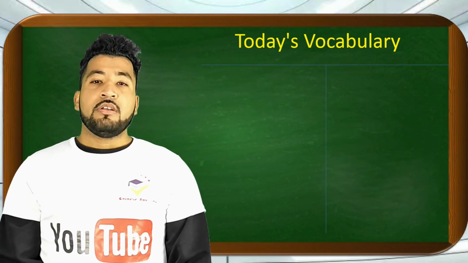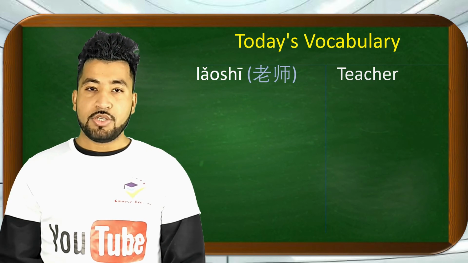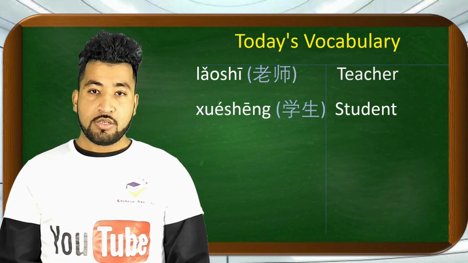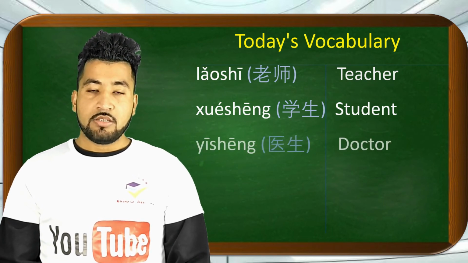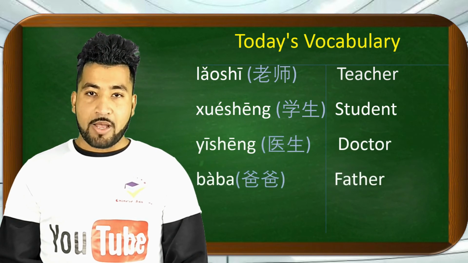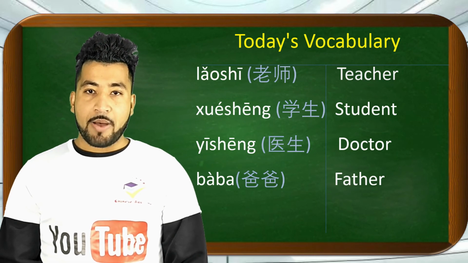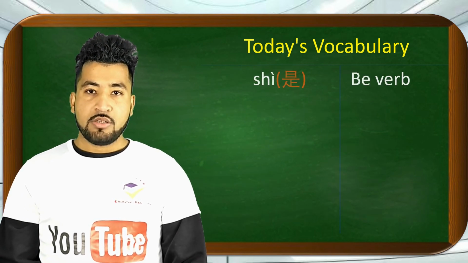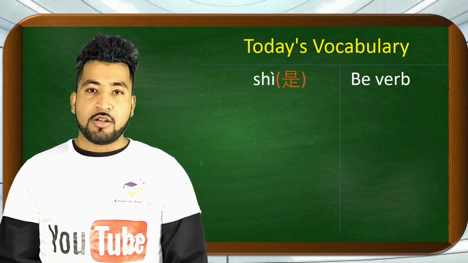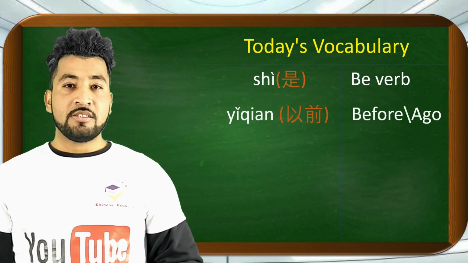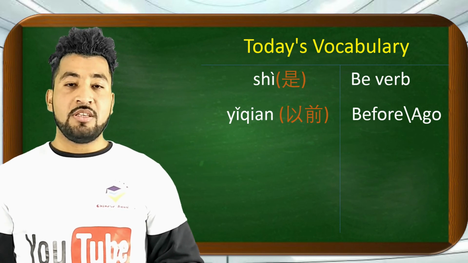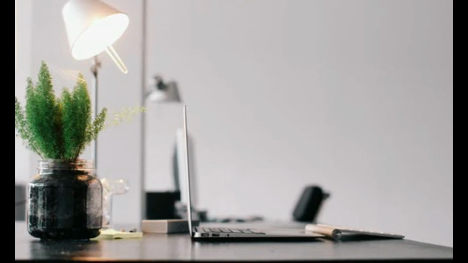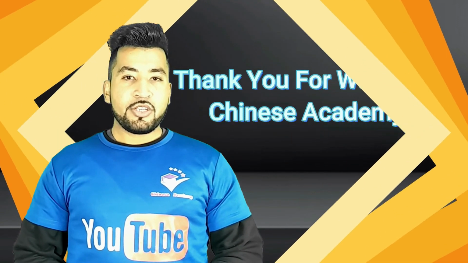Today's vocabulary: 老师 means teacher. 学生 means student. 医生 means doctor. 爸爸 means father. 妹妹 means younger sister. 是 means the be form of verb: is, are, am. 以前 means before, ago. 以后 means after.